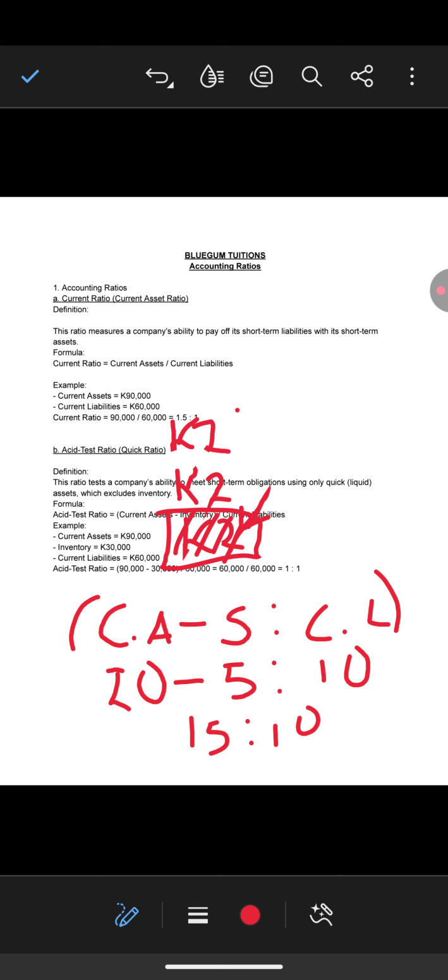Okay, which number is smaller between the two? 10. So you divide both sides by 10. 10 divided by 10, you are going to have 1. Then 15 divided by 10, it will give you 1.5. So your acid ratio is 1.5 to 1.